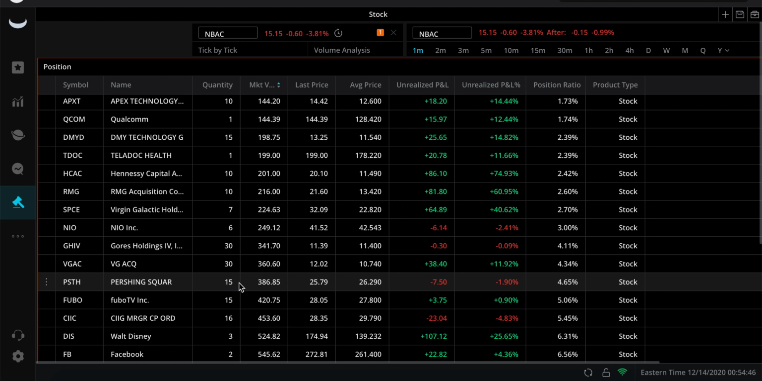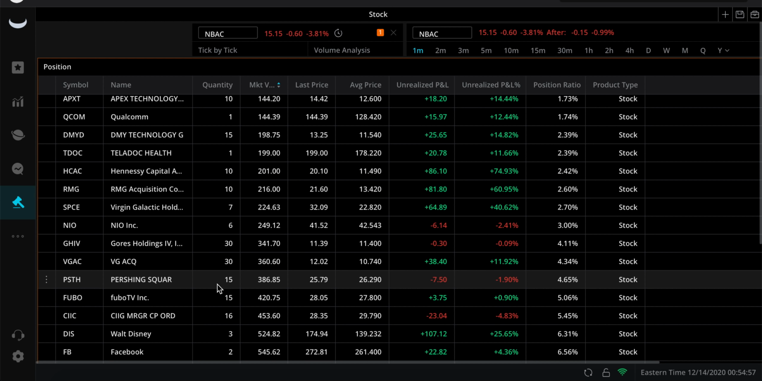So I wanted to take a look at Pershing Square Tontine Holdings. PSTH, a company that doesn't have a target yet for who they're merging with, but they are Bill Ackman's SPAC.